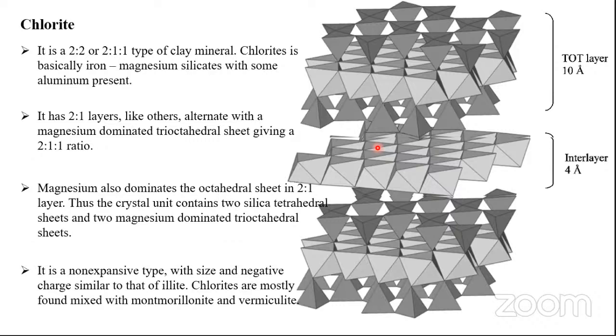And mostly it is also a non-expansive type. Naturally, we can't expect any more expansion with size and negative charge, similar to illites. Chlorites are mostly fixed between montmorillonite and vermiculite. So this is regarding chlorites. It's a 2:1:1, so just remember this structure. It is very similar to montmorillonite. The only difference is that you can see some aluminum octahedra in between these layers. This is regarding chlorites.